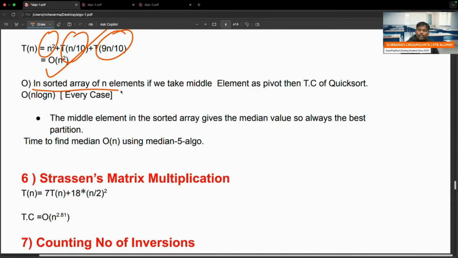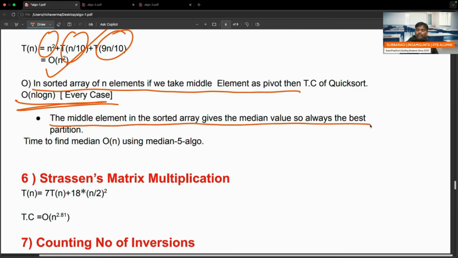In a sorted array of n elements, if you take the middle element as a pivot, then the time complexity of quicksort is n log n. The middle element in the sorted array gives the median, so the best partition always happens, which is n by 2. Median means the n by 2 smallest element, the sorted array's middle person. If you take it as a pivot, it gives the best partition, and whenever you get the best partition, time complexity becomes order of n log n.